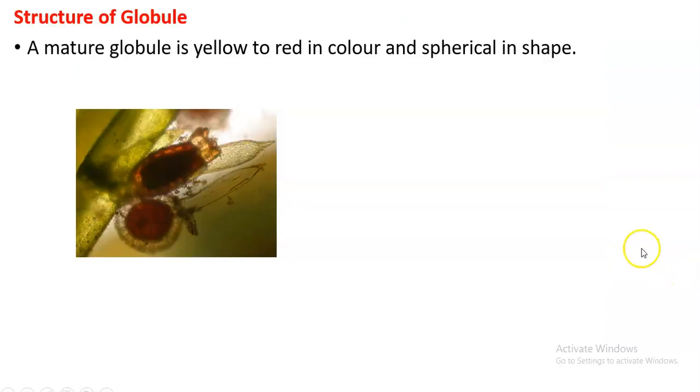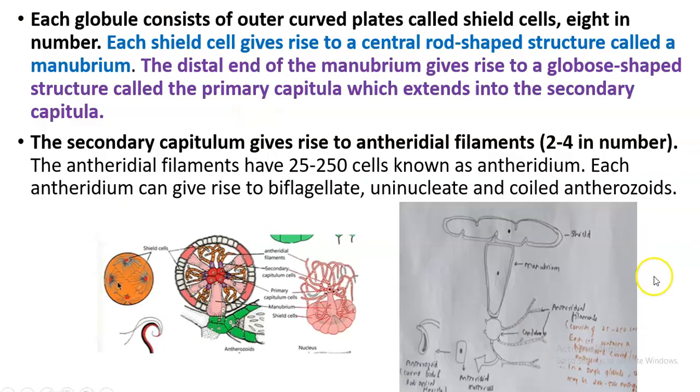in the upcoming slides. So a mature globule is yellow to red in color. You can see it's a completely mature thing. So it is having almost reddish color and spherical in shape. First you will be seeing globule. After completing the discussion of globule, we will move to nucleus.